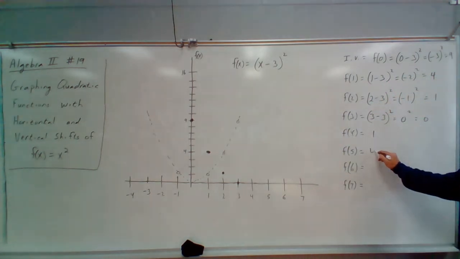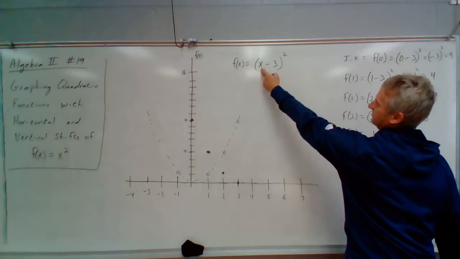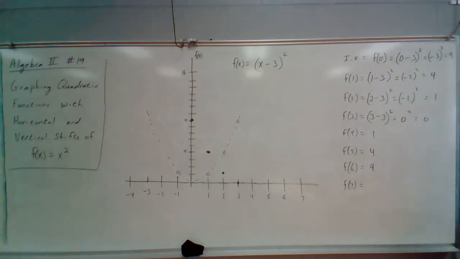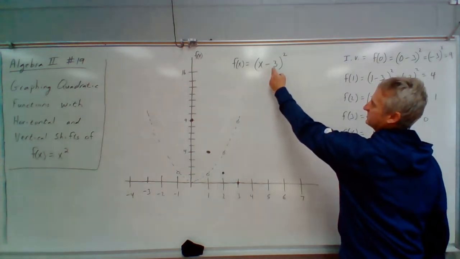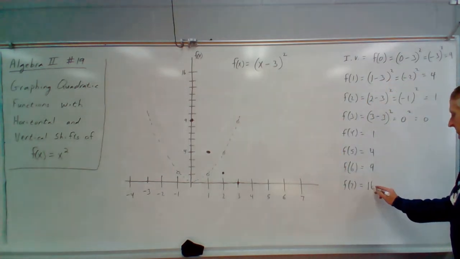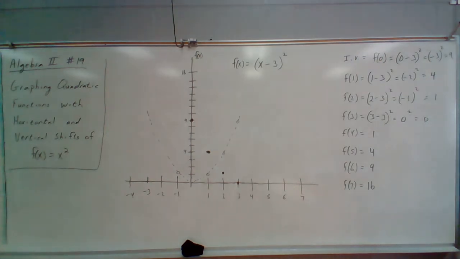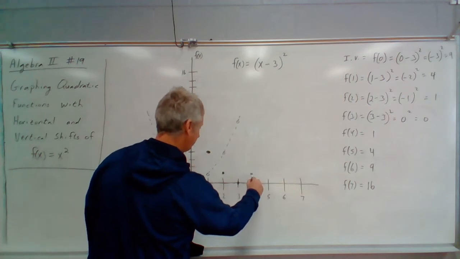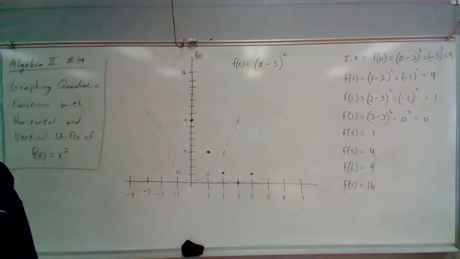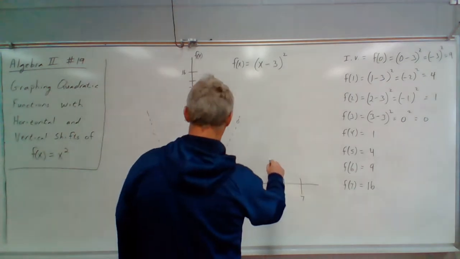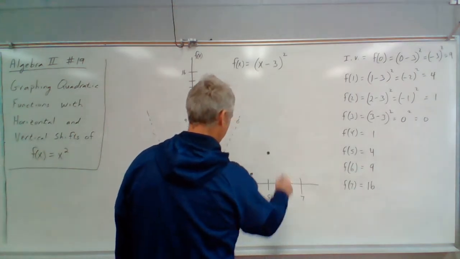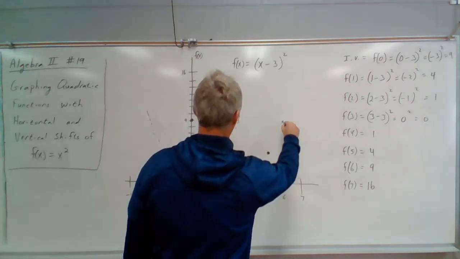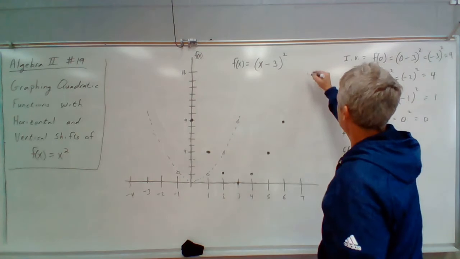2 squared is 4. If I plug in a 6, 6 minus 3 is 3. 3 squared is 9. If I plug in a 7, 7 minus 3 is 4. 4 squared is 16. Okay, so let's plot those points. So I plug in a 4, and I get a 1. I plug in a 5, and I get 4. Plug in a 6, and I get a 9. Plug in a 7, and I get a 16.